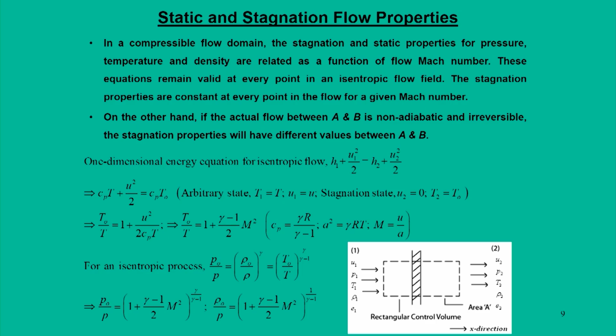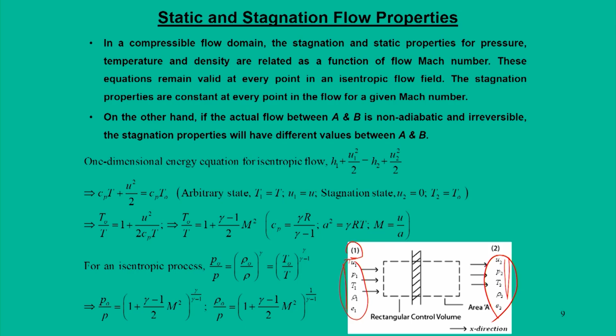Now, to bring out the relation between stagnation pressure and static pressure, we want to revisit our earlier expressions, where you define state 1, when the fluid passes through a rectangular control volume with a constant area cross section, and the property values change from 1 to 2. When it is at state 1, these properties are defined as static properties. When it is at state 2, they are also defined as static properties.